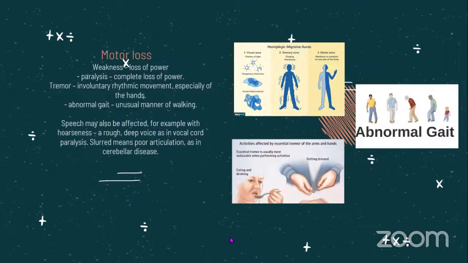Thank you. Okay. As you can see, weakness is loss of power. Paralysis, complete loss of power. Tremor means an involuntary rhythmic movement, especially of the hands. Abnormal gait would be unusual manner of walking. Speech may also be affected, for example with hoarseness, a rough, deep voice, as in vocal cord paralysis. Slurred means poor articulation, as in cerebral disease.